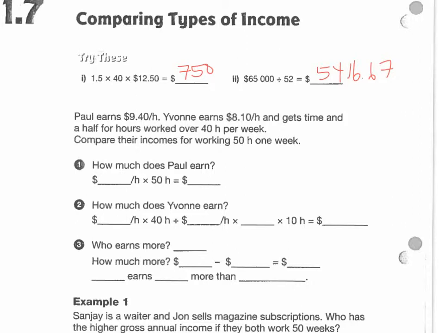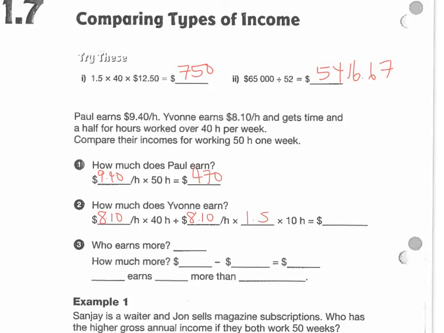So how much does Paul earn? Well, Paul earns $9.40, so you can put that in there, and you're going to multiply that by 50 hours. And you'll get $470. And Yvonne does $8.10 per hour for 40 hours, and then you need to figure out her hourly wage for the overtime. So it's going to be $8.10 multiplied by 1.5 because it's overtime, and 10 hours because it's 10 hours over the 40 hours.